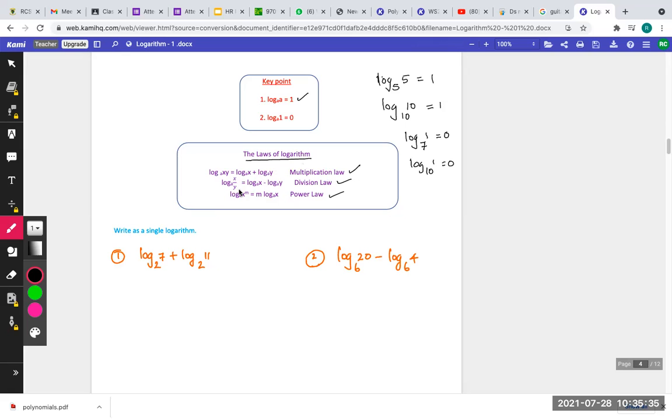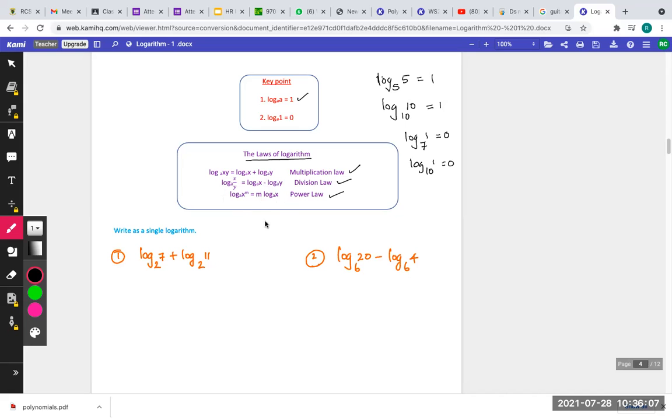And when it comes to division, guys, it is log x to the base a minus log y to the base a. Remember, if it is multiplication, you separate the logarithm and you add it. If it is division, you separate the logarithm and you subtract it. And if there's a power, you can move the power in front of the logarithm. See, m is the power, right? You can move m in front of that. It becomes m log x to the base a.